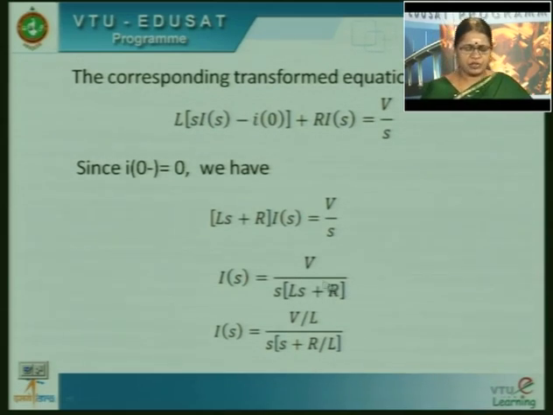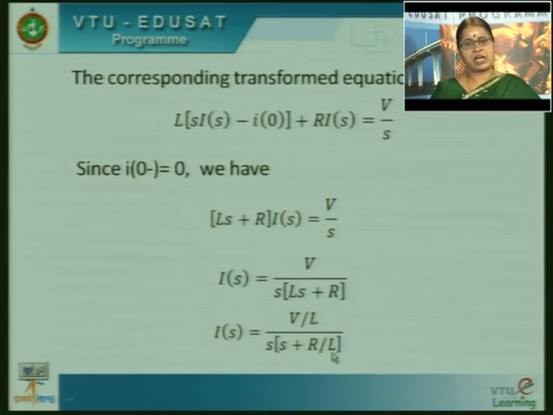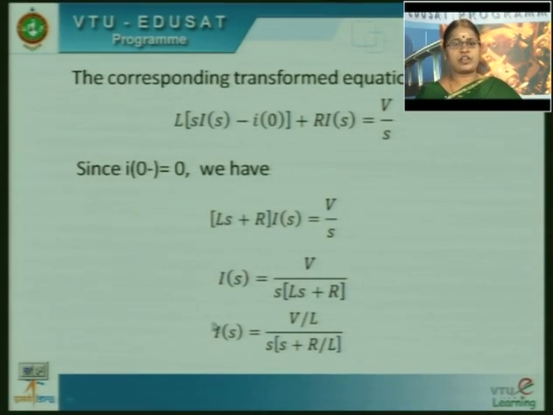Now, let me divide this numerator and denominator by L. If I divide the numerator and denominator of this term by L, I can write I of s is equal to V by L divided by s into s plus R by L. Now, how do I get I of t? I of t we can get by taking the Laplace inverse of I of s.